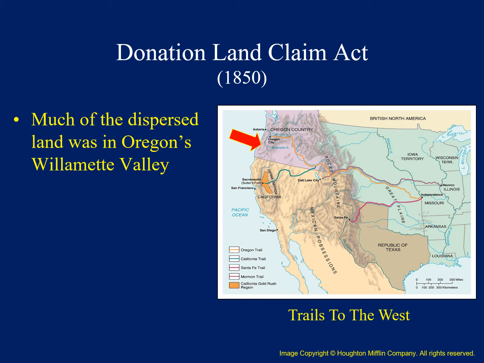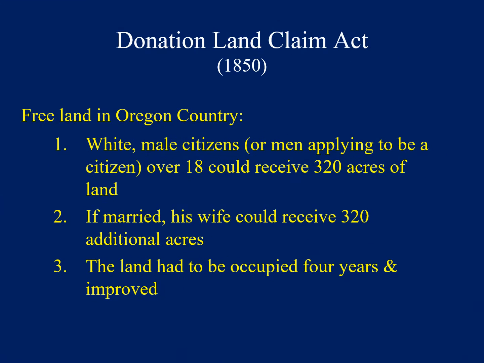The purple area of this map identifies the Oregon Country. The arrow is pointing to western Oregon. Most of the property that was handed out was in Oregon's Willamette Valley. This was a great area for growing crops. The final requirement under the rules from the Donation Land Claim Act was that the land had to be occupied for at least 4 years and improved. Once this was done, this property would be handed over to the people who were occupying it.